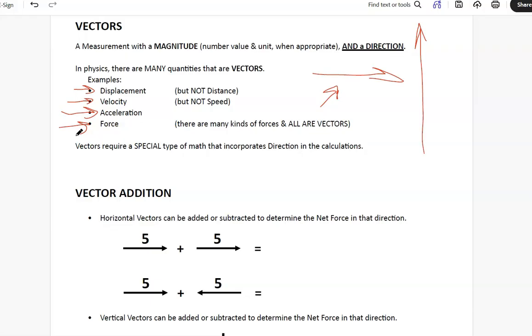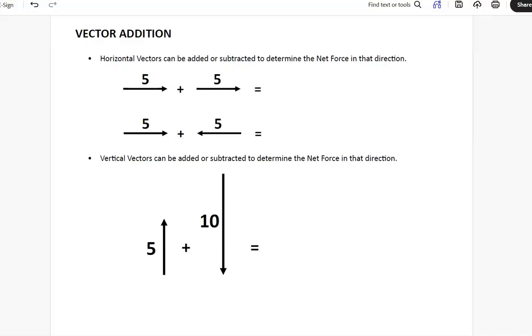You have to keep account of the direction of every vector. Some vectors will be in the same direction. Some vectors will be in the opposite direction. Some vectors will be in completely different directions, perpendicular or at an angle. Now, in this course, you need to know how to add vectors that are in the same direction or in the opposite direction. Anything more, where things are perpendicular to each other or at an angle, requires trigonometry, and that's beyond the scope of the course.